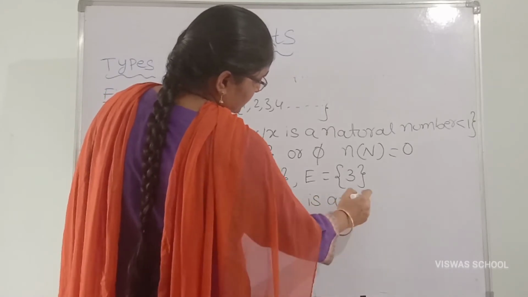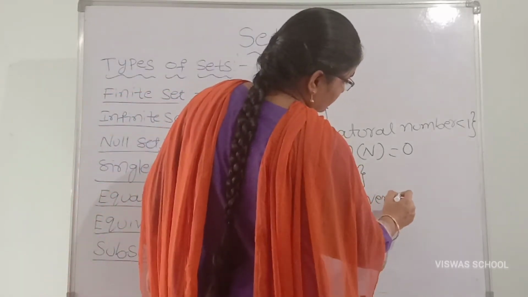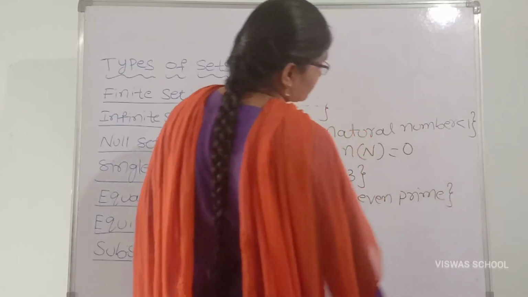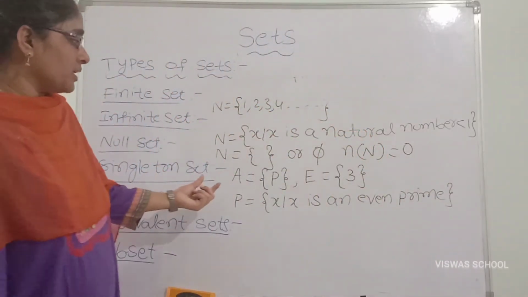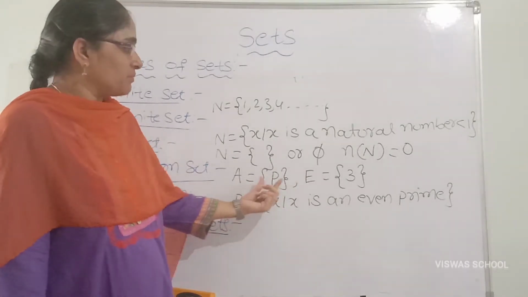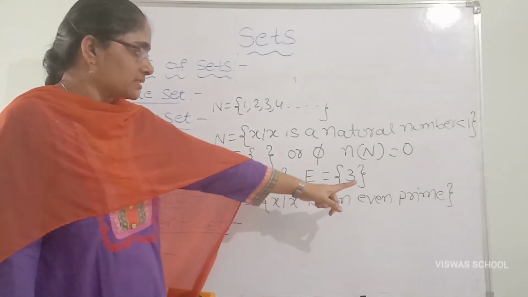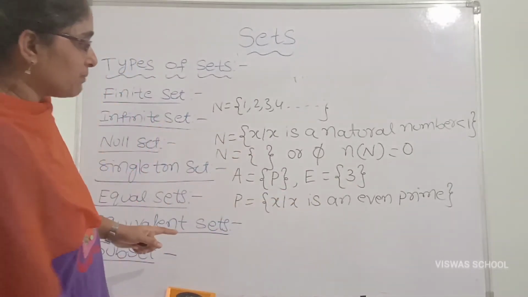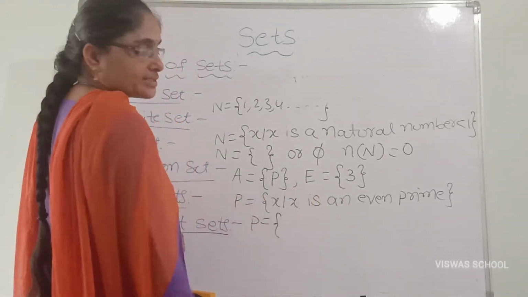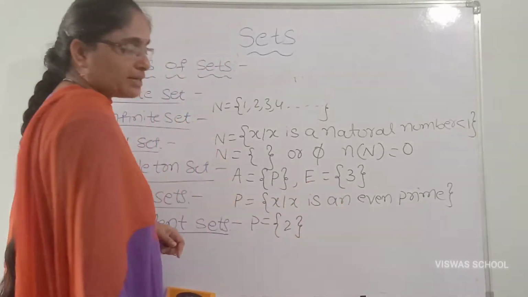P equals to X such that X is an even prime. Once you observe all these three sets, A equals to what? P. And E equals to what? 3. And P equals to what? X such that X is an even prime. Even prime means what is the element in this? That is the roster form of this one. Even prime is only 2. That is P is equal to, only the element is 2.